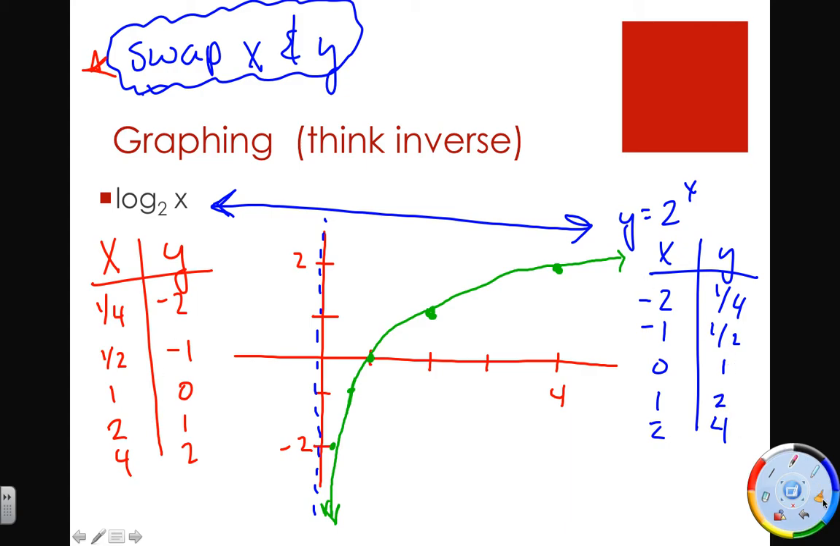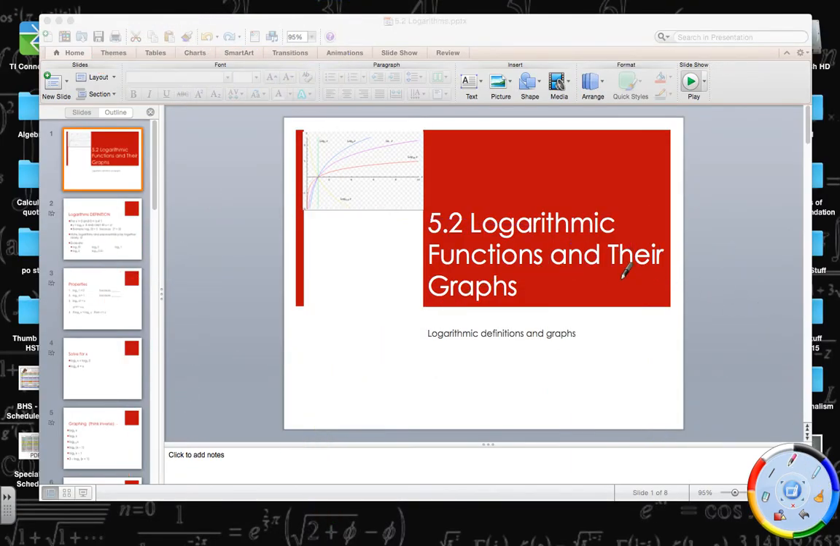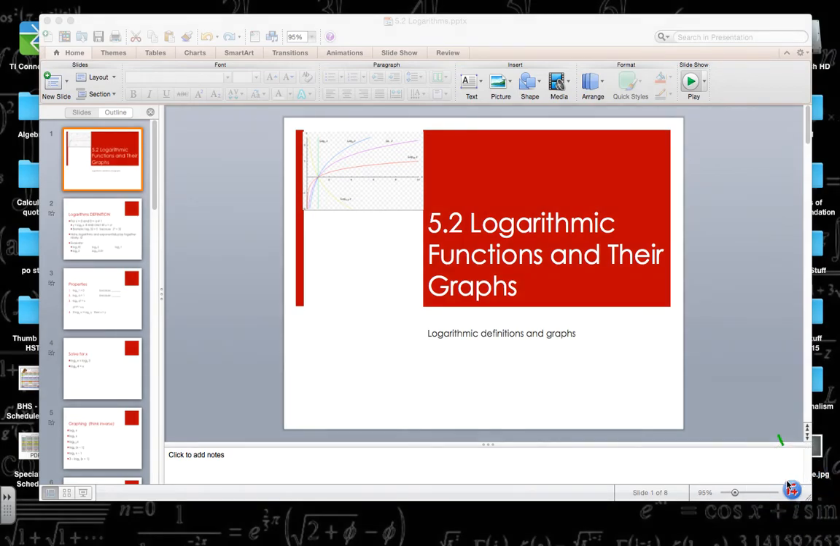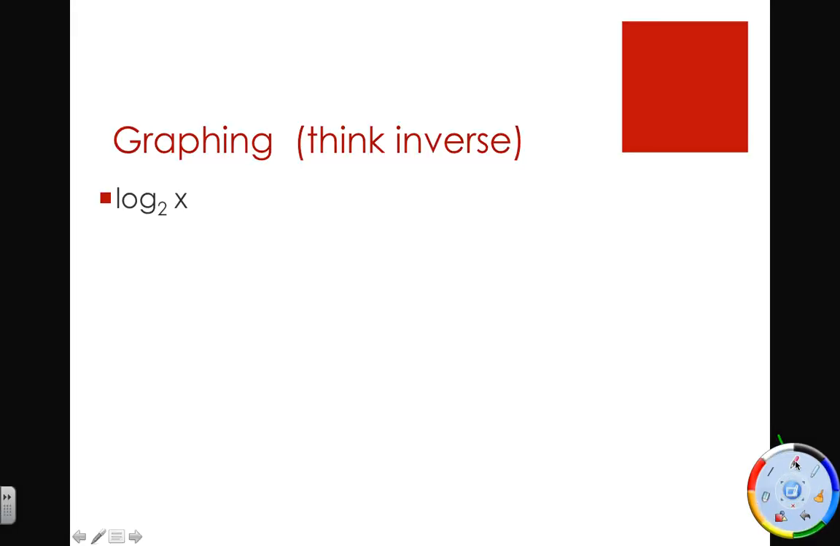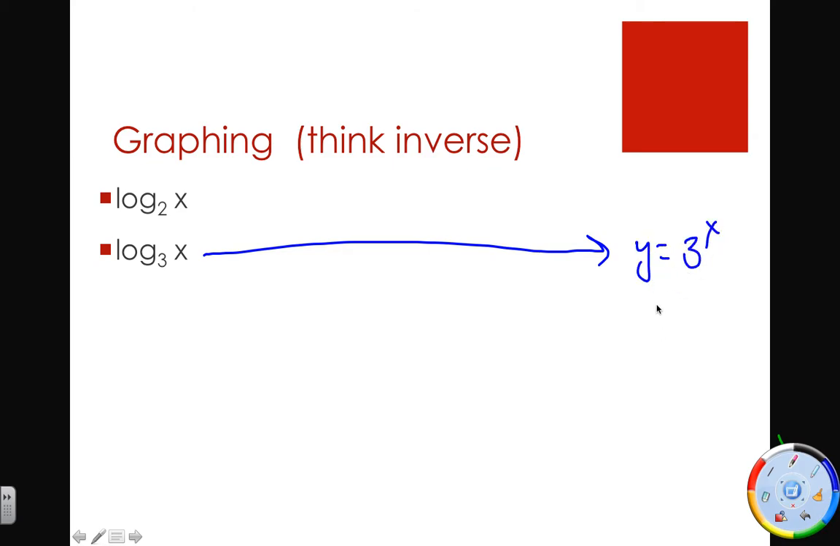So let's go ahead and look at a different one. So let's look at log base 3 of x. Let's do the same kind of thing we just did. This has an inverse of y equals 3 to the x power.